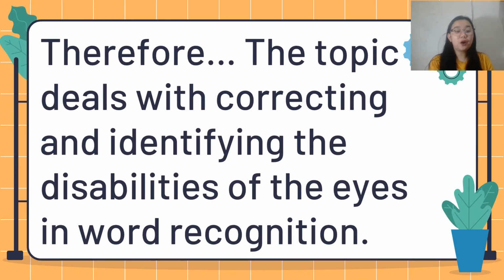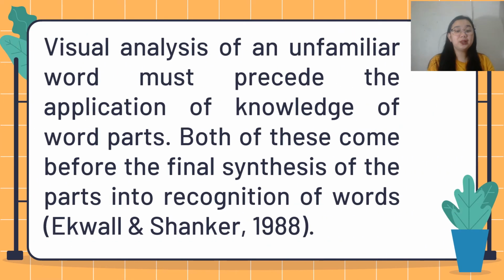And lastly, word recognition. It is the ability of a reader to recognize written words correctly and virtually effortlessly. Therefore, the topic deals with correcting and identifying the disabilities of the eyes in word recognition. Visual analysis of an unfamiliar word must precede the application of knowledge of word parts. Both of these come before the final synthesis of the parts into recognition of words, according to Eckwall and Shanker.